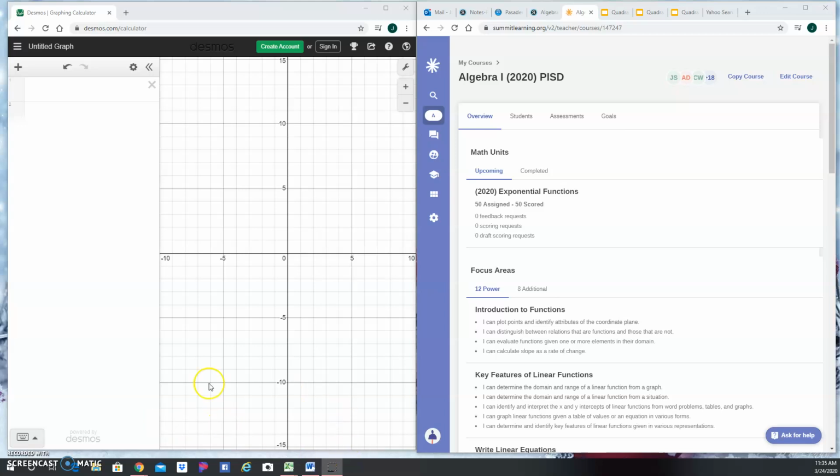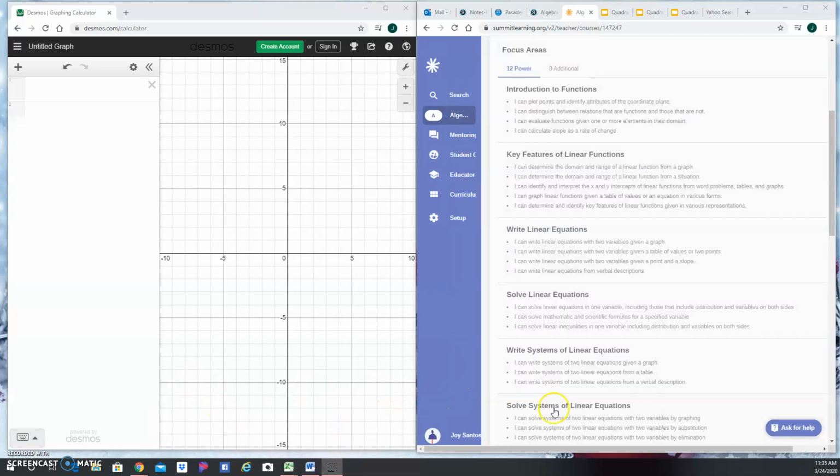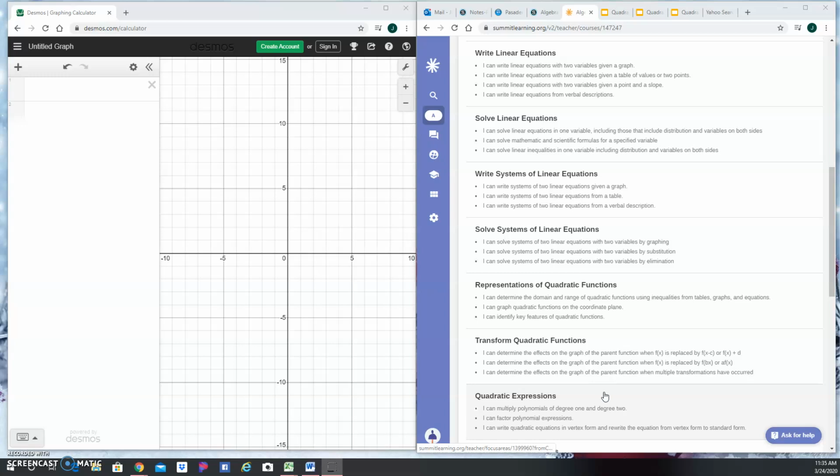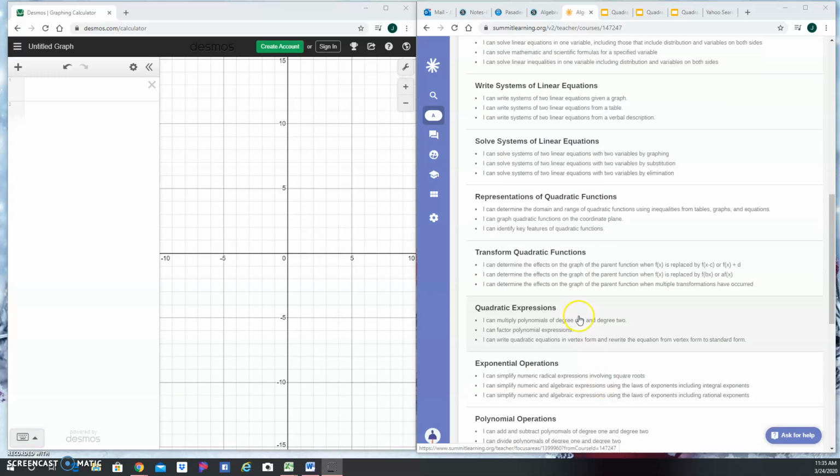So on your platform, if I go to quadratic expressions, there are three objectives. The first one is I can multiply polynomials of degree 1 and degree 2. Number 2 is I can factor polynomial expressions. And number 3, I can write quadratic expressions in vertex form and rewrite the equations from vertex to standard form.